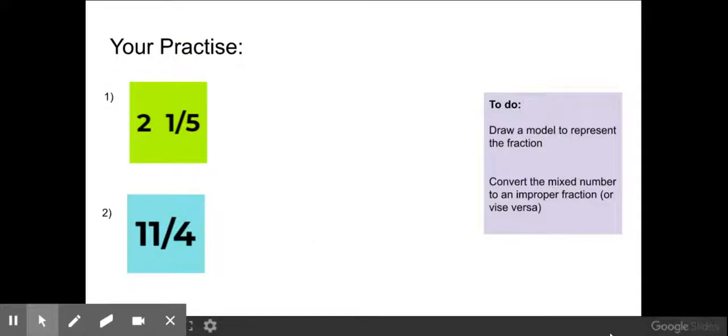Now it's your turn. On your piece of paper, I would like you to represent 2 1/5 with a model as question number 1. And then your question number 2 is to represent 11/4 with a model. So your task now is to draw a model just like we did before to represent these 2 fractions. And when you're done that, to convert the mixed number to an improper fraction or vice versa. So you'll write them in both forms. Go ahead now and pause the video, taking time to both draw the model and convert your fraction.